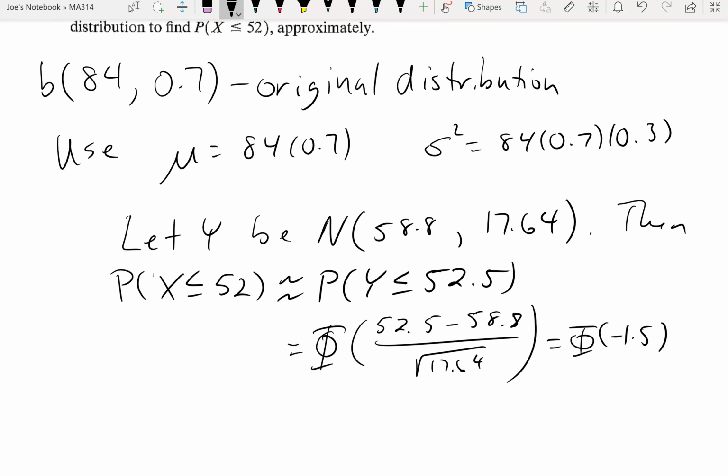You look at 1.5 and subtract it from 1. That's 0.4332, but this is not the left-scale table, it's the middle one. We can do the math. I guess that should be 0.9332, so this should be 1 minus 0.9332.